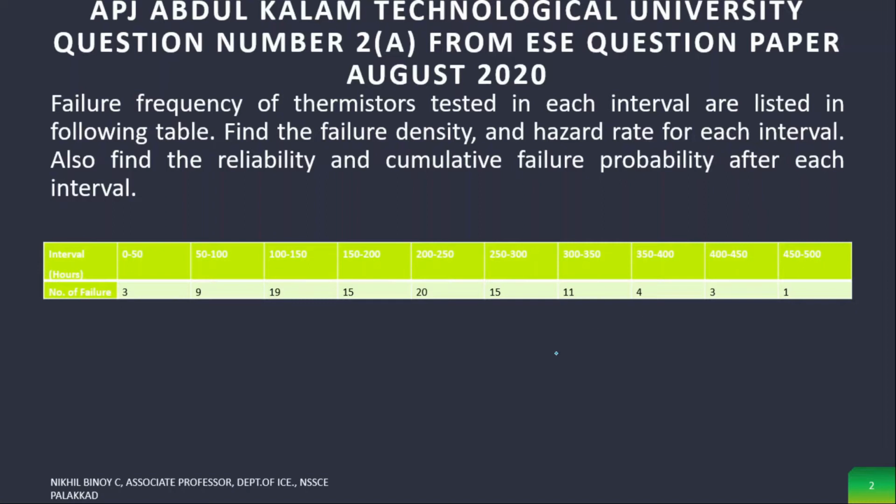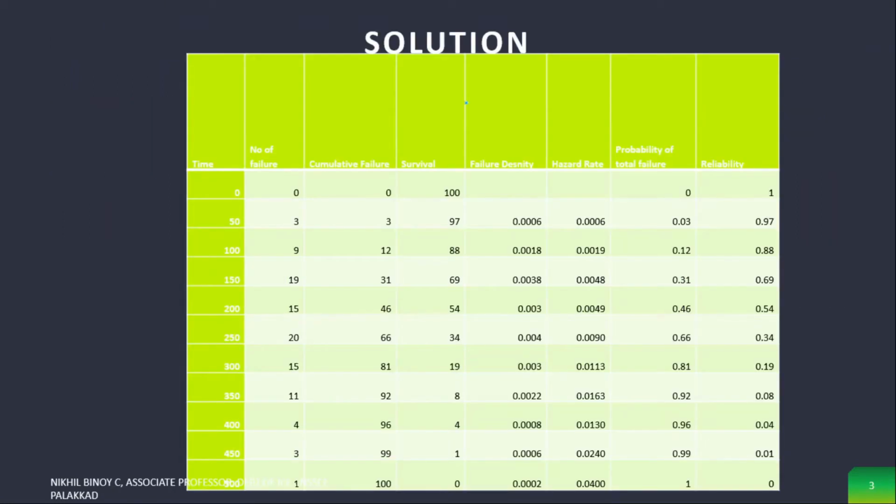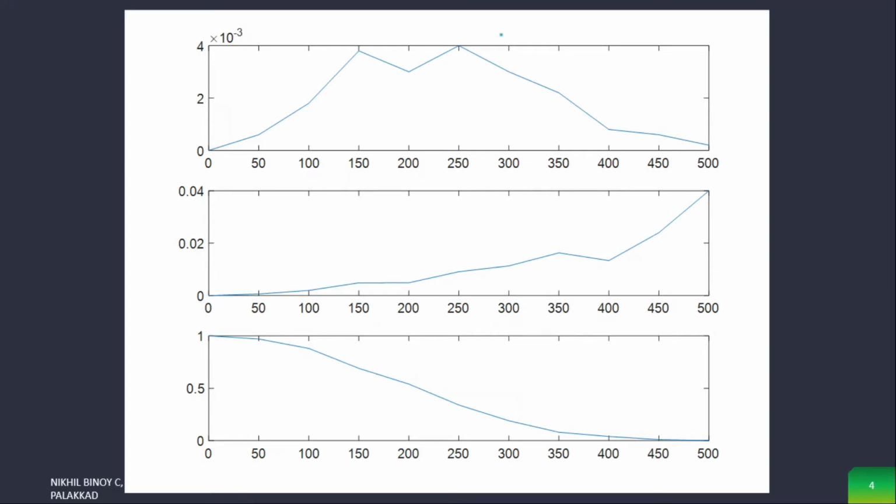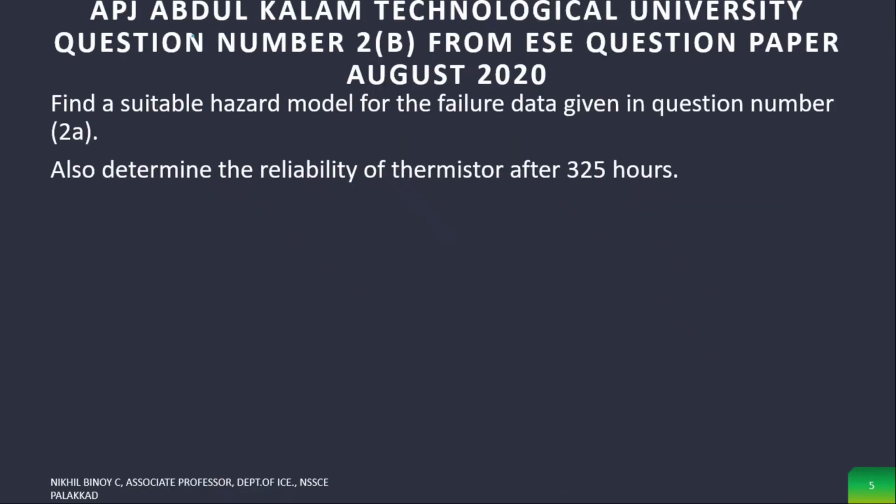Here we are asked to analyze the failure data given in this table. In the last class we analyzed this data and got this failure table, and corresponding to it I have shown the plots. The first is the failure density, the second is the failure rate, and the third is the reliability.